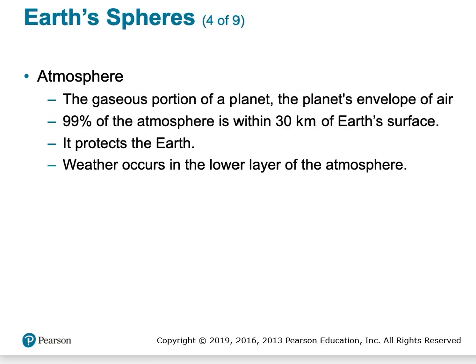The atmosphere, which we'll be learning a lot about in our course this year, is the gaseous portion of a planet, the planet's envelope of air. So this thin blanket of air is nevertheless an integral part of the planet. It not only provides the air we breathe, but also acts to protect us from the dangerous radiation emitted by the sun. And we will learn that weather occurs in the lower layer of the atmosphere, which is our first layer known as the troposphere. And 99% of the atmosphere is within 30 kilometers of Earth's surface.